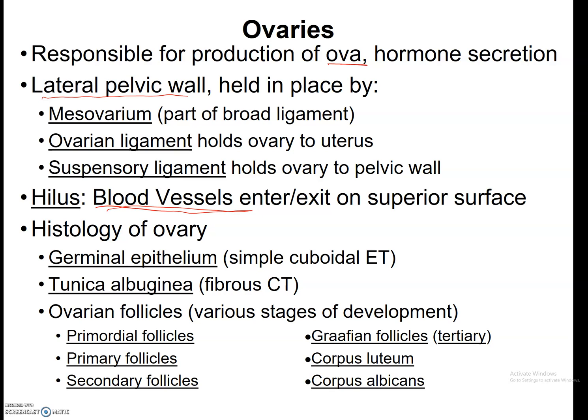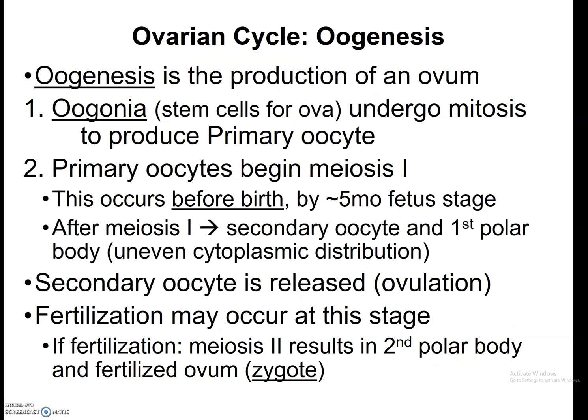And then the ovary itself, which we looked at, has the germinal epithelium, which is where meiosis is going to be taking place. It's a simple cuboidal epithelium, but we'll look at that in a little bit in terms of production of cells that are going to make ova. The tunica albuginea, which is fibrous connective tissue. And then the ovarian follicles. You have the primordial follicles, the primary follicles, secondary, the Graafian follicles, which are also called tertiary follicles, the corpus luteum, and the corpus albicans.